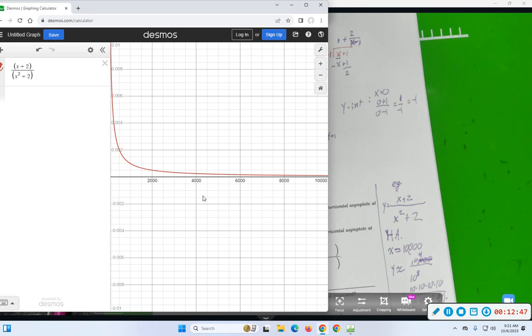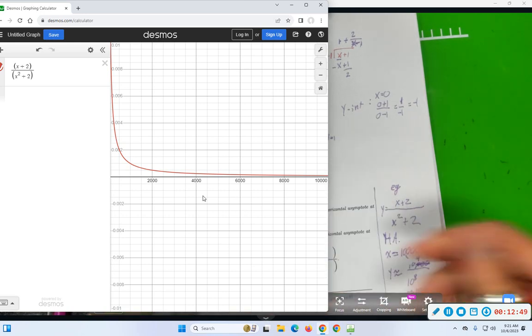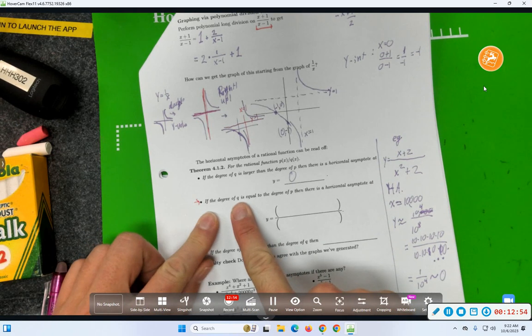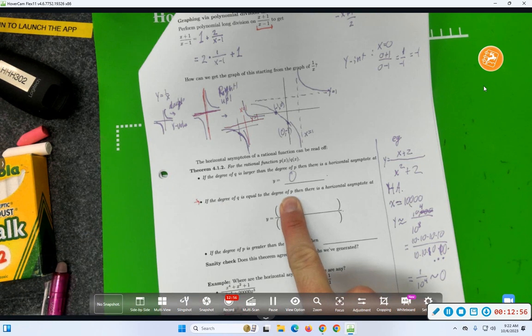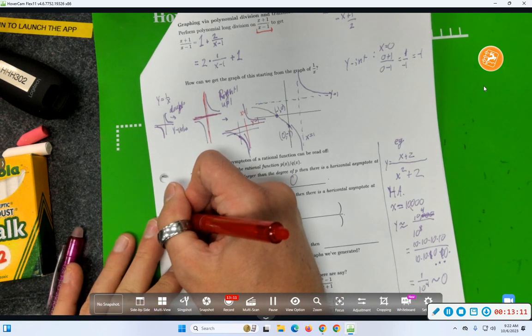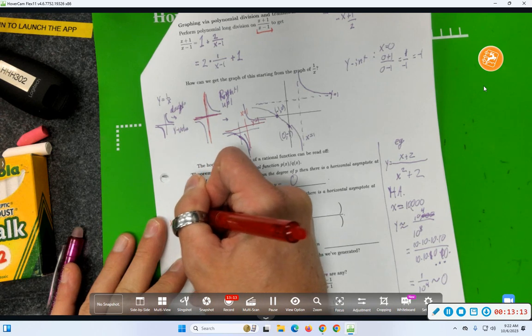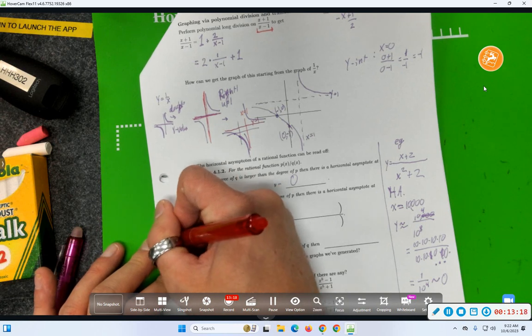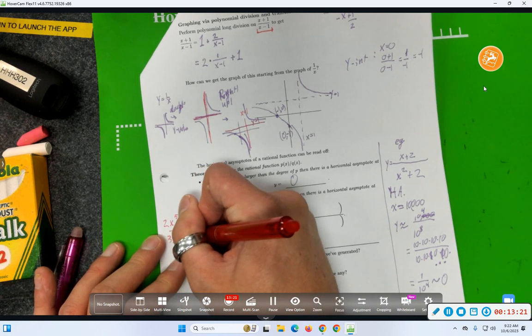Cool. The next case: if the degree of the denominator is equal to the degree of the numerator, then let's try to find the horizontal asymptote again. Give me 2 polynomials of the same degree. I guess maybe I can write this one down. X to the 5th plus 4x squared plus 3. Let's put a 2 there. 3x to the 5th minus 25.